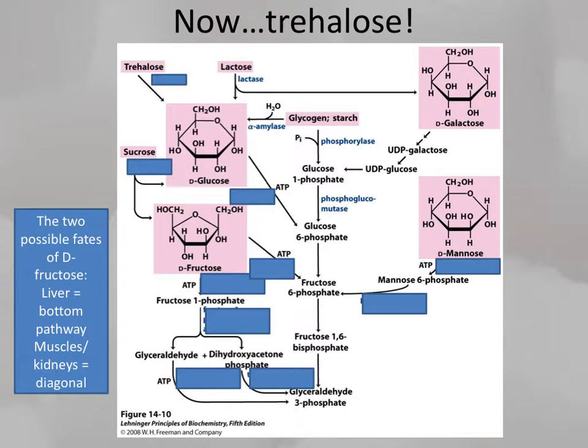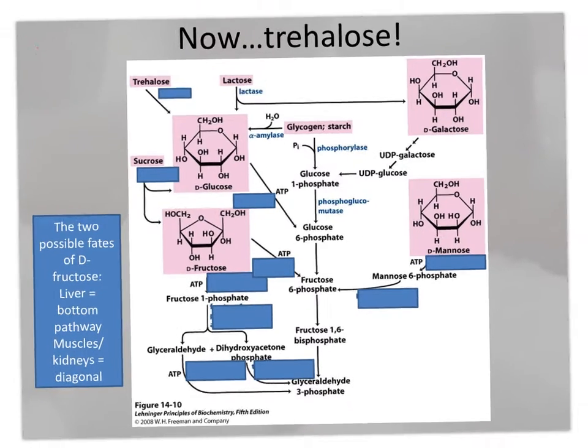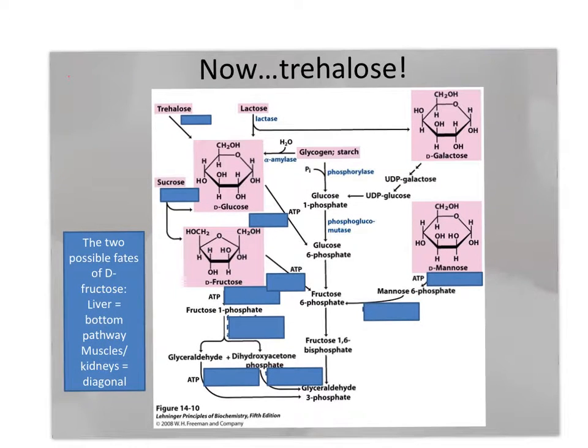Now we're going to move on to trehalose. So trehalose is up here. Trehalose is a disaccharide of glucose. So if you notice, it only leads to glucose, whereas lactose made a glucose and a galactose. So knowing what you know about these enzymes, what do you suppose the name of this enzyme is?